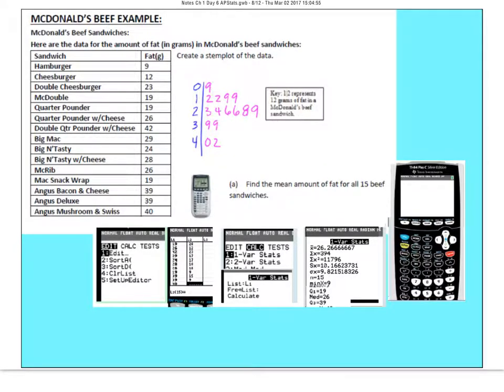Okay. Part A here wants us to find the mean amount of fat for all 15 sandwiches. So if I use my calculator, remember, hit the stat button and do edit. When you do that, I'm going to put the data in the list. Then I'm going to go back to stat, calculate a one variable statistic. I'm in list 1. When I do that, here are my results. So we can actually see the mean value is showing up right here, the average fat content. So we have 26.2 grams as the average fat content.